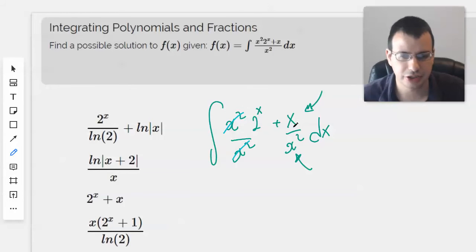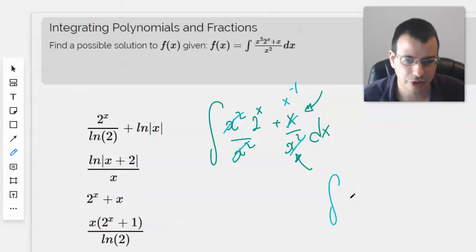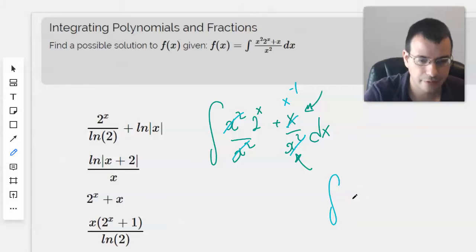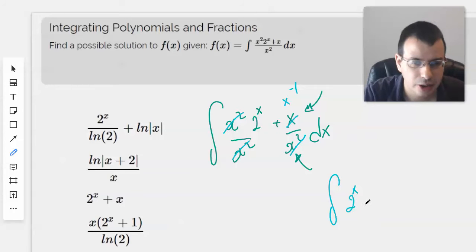Alright, x cancel. And you're left with x to the negative 1. And so we're left with the integral of 2 to the x plus 1 over x dx.